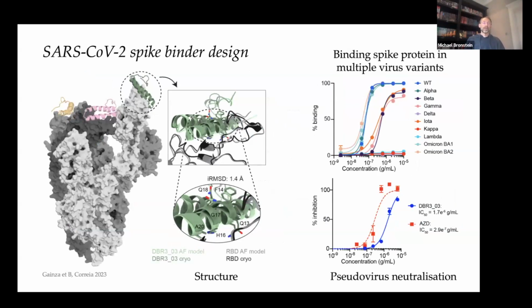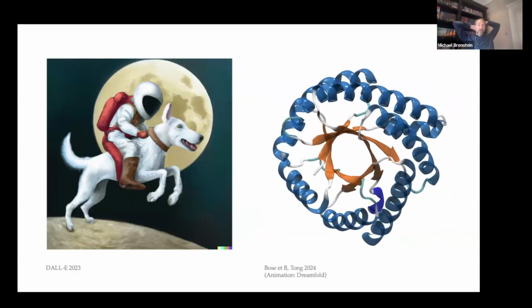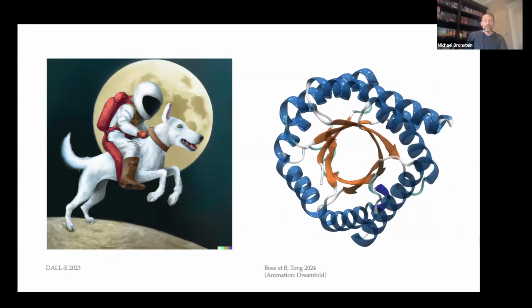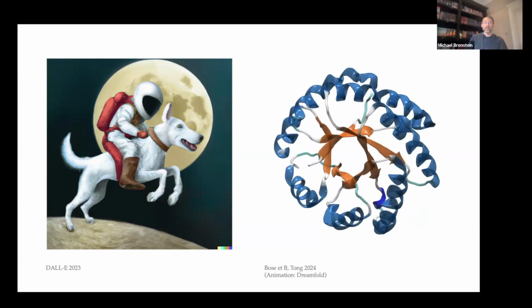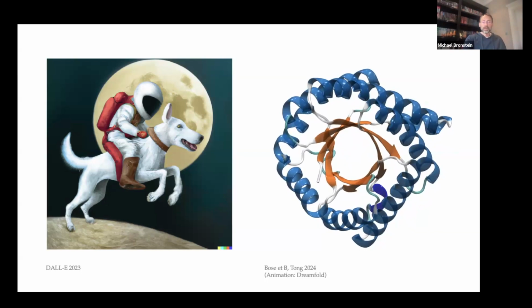So here's an example of a binder for the spike protein of the SARS-CoV-2 virus, the coronavirus that was terrorizing us in the past several years. And the same way as we have generative models for images, we can have generative models for proteins. So this is work that we've done in a Canadian company called Dreamfold. So here you can see a generative model generating the backbone structure of a protein.